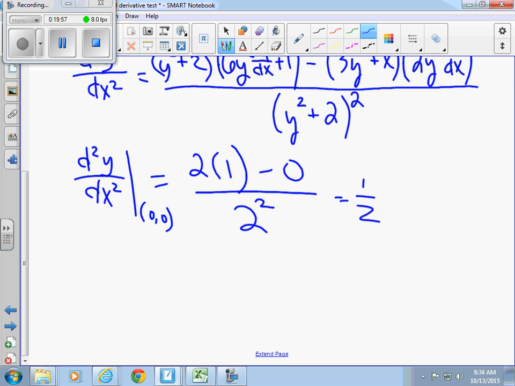What is the only thing I really need to know about that, though? It's positive, which means I am concave up, which means 0, 0 is a relative minimum.